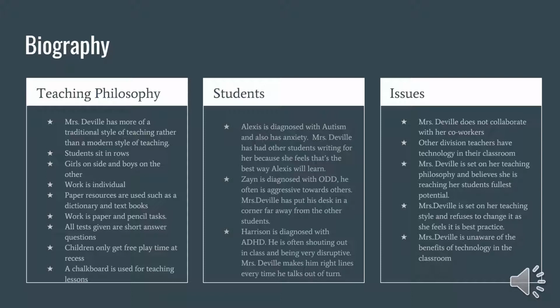When it comes to technology, Mrs. DeVille is unable to teach her students using the given technology. Alexa is a student in Mrs. DeVille's class with autism and anxiety. Mrs. DeVille has other students write for her because she feels that is best.